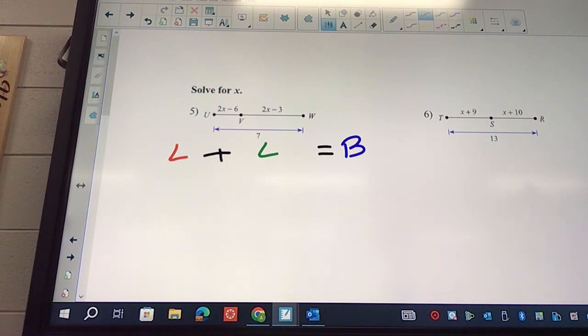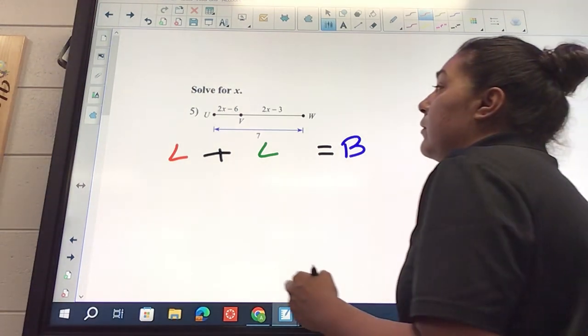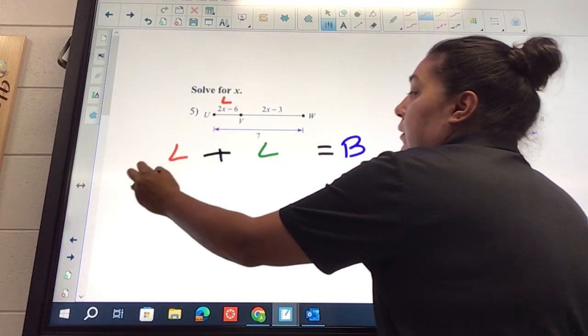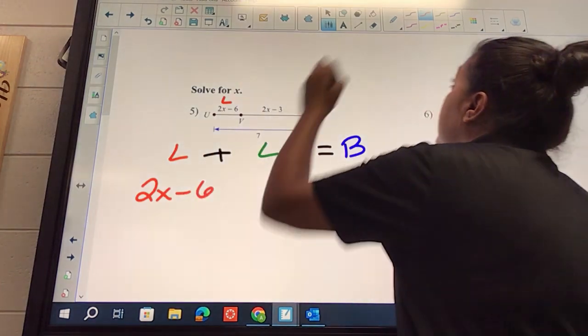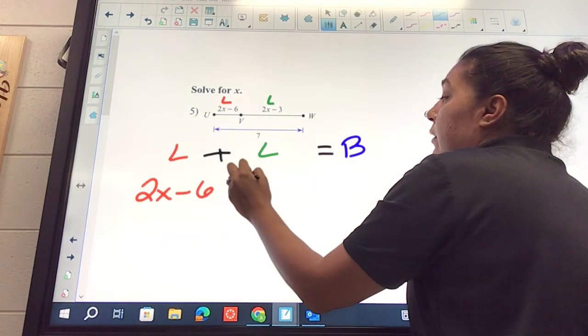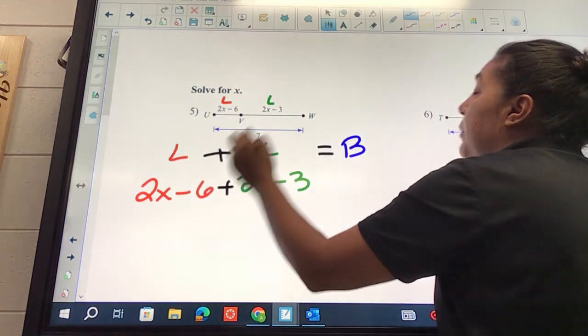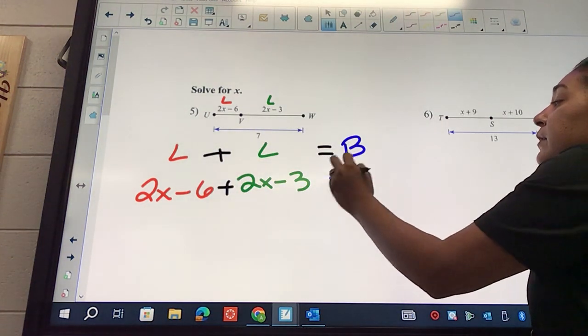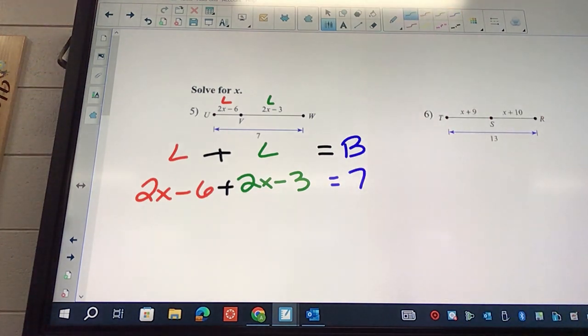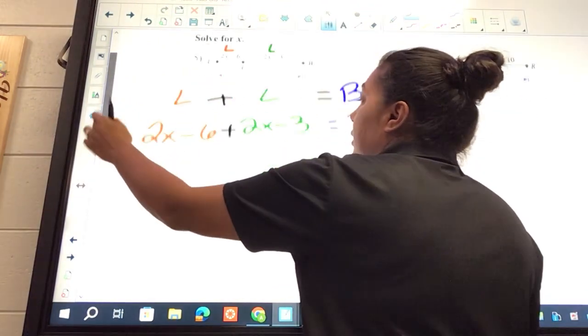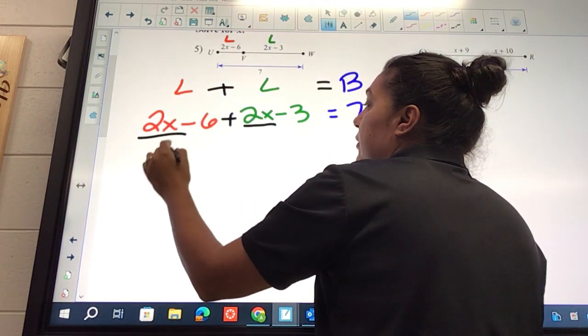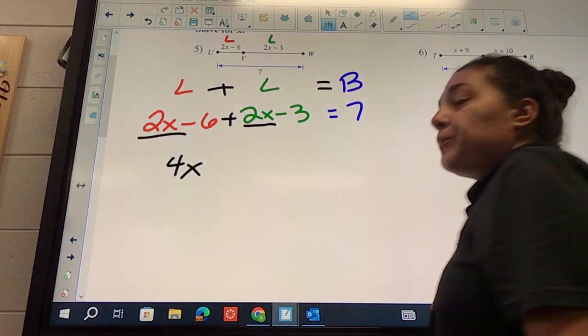What's the what? 2x minus 3. Yeah, that's okay. The other one's going to be the second one, which is going to be that other little one, okay? So 2x minus 3. Okay, what's going to be our big? 7. Okay, and for people who were not here yesterday, what is our next step? What do we do next? Combine what? Numbers and letters. The numbers and letters, so 2 and 2, right? This has a letter and this has a letter, so 2 plus 2 is going to be 4x.